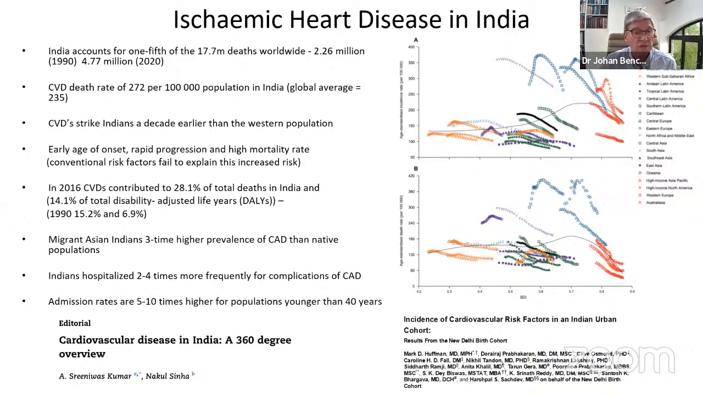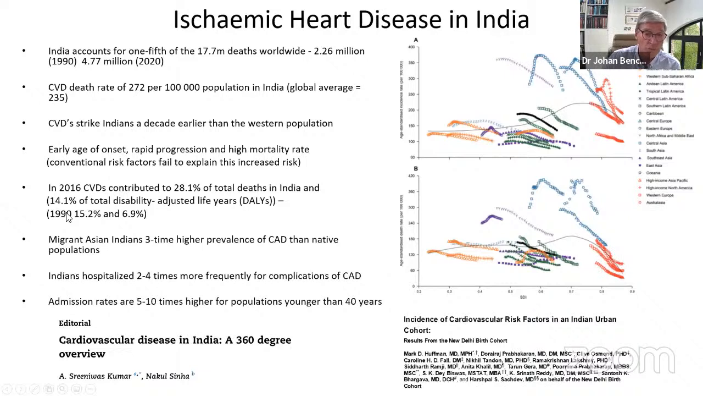And this early onset, rapid progression and high mortality rate is not explainable by the conventional risk factors. And you can see in 2016, cardiovascular deaths contributed to 28.1% of total deaths in India, and also 14.1% of the total DALYs. And this has come up a lot since 1990.